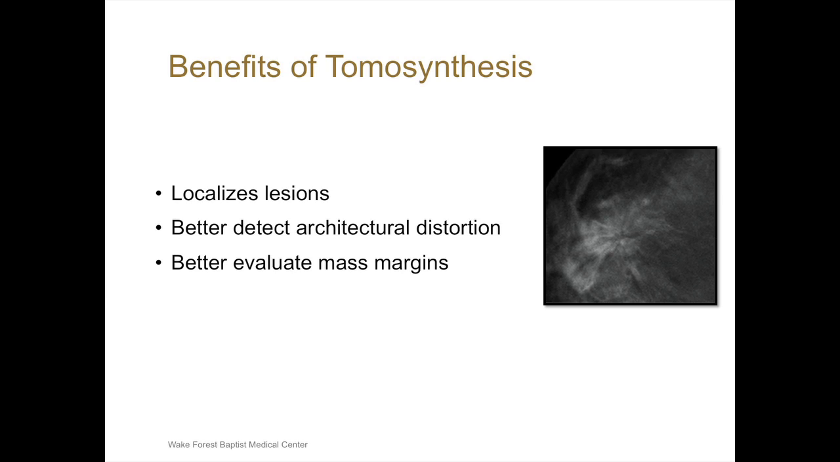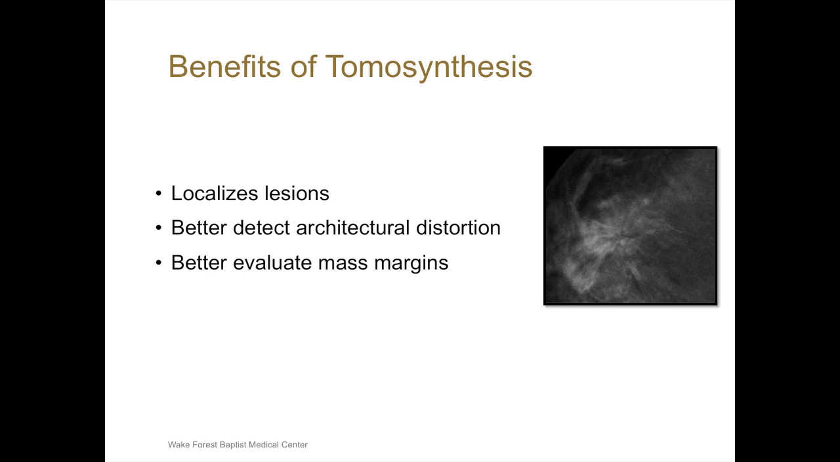Tomosynthesis can also localize lesions. Sometimes, especially lobular cancers, we may only see an abnormality on one view. But with the 3D tomosynthesis, we're able to look at which slice of the breast that abnormality is in and then localize the lesion. This may mean that they don't need as much imaging when they're recalled because we know where that lesion is already.